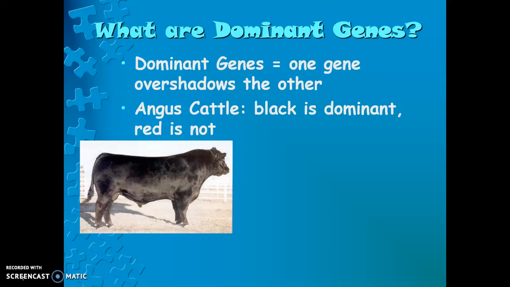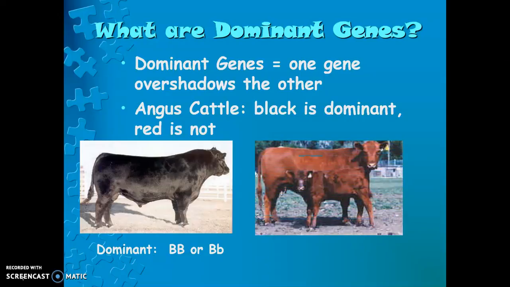So this cow is black. Since they are black, there are two options for their genotype. They could be big B, big B, meaning they have two black genes, or they could be big B, little b. That means they have a black gene and a red gene. But since black is dominant, it hides the red, so you can't see it. So they look black.